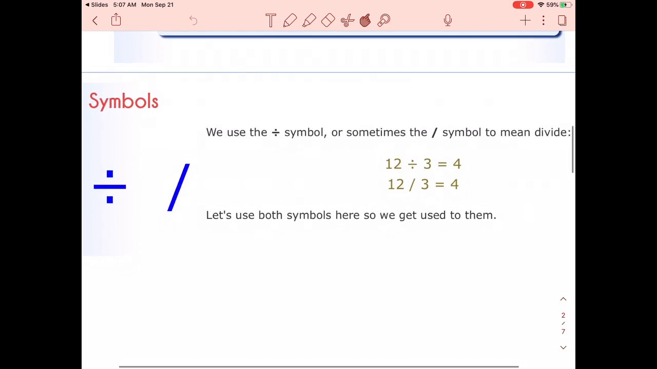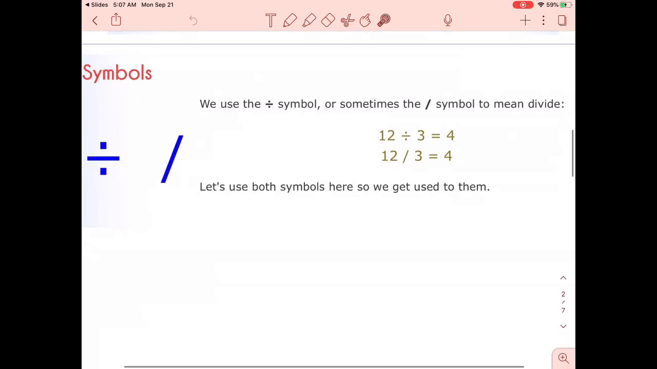We've got a couple symbols that we can use for division. One of them is this line with a dot above and below it. It actually represents a fraction. Imagine a numerator up here and a denominator down here. You're taking a number and dividing it up.